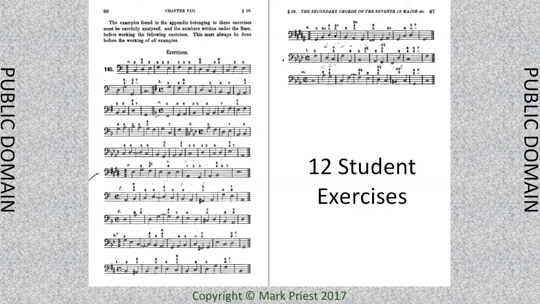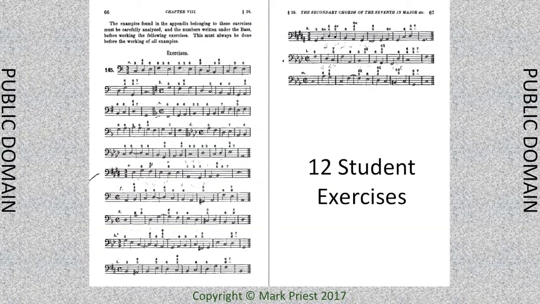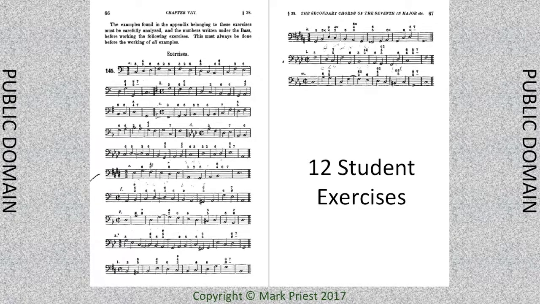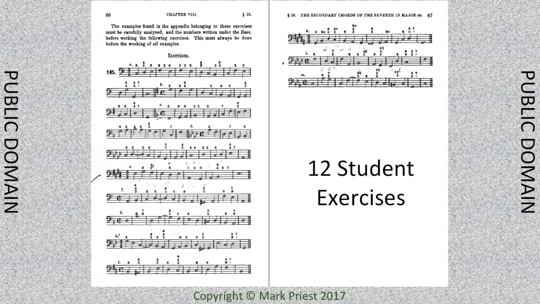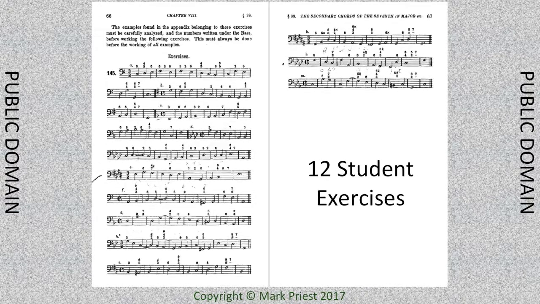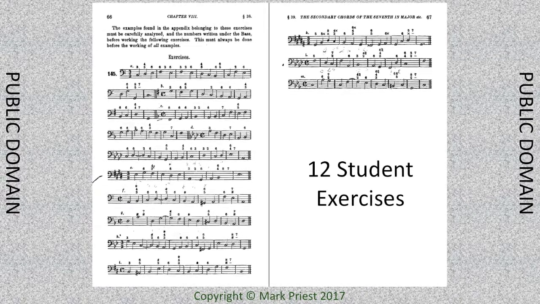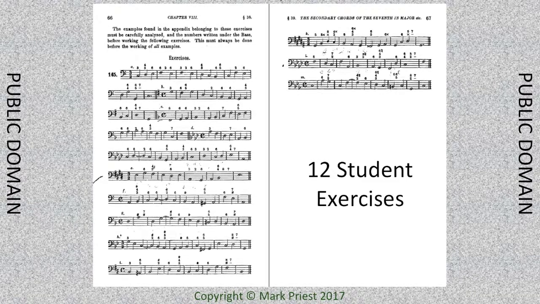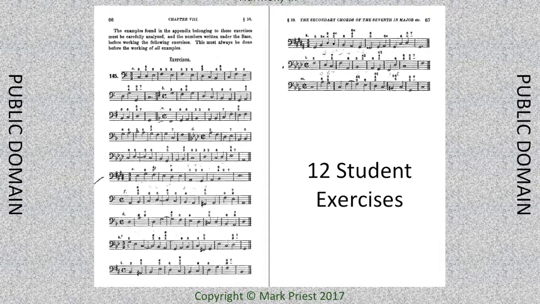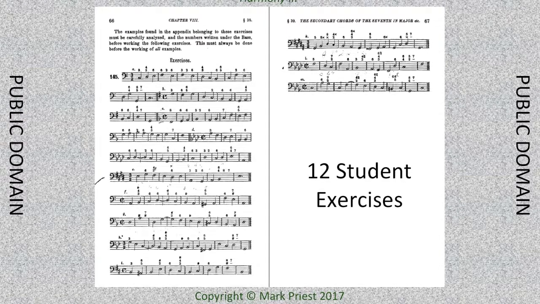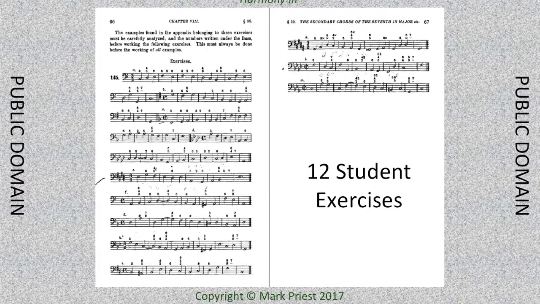In addition to the exercises we just realized, Jadassohn's Manual of Harmony contains 10 more at the end of Chapter 8, pages 66 and 67. See links in the description. Work out the realizations of as many as you can, and let us know of any difficulties you may have. There will likely be more than one possible correct realization of each thorough bass line.